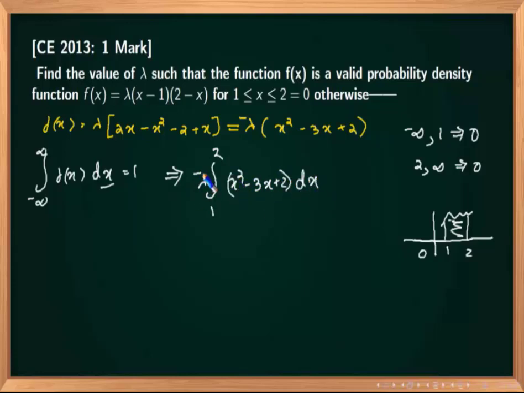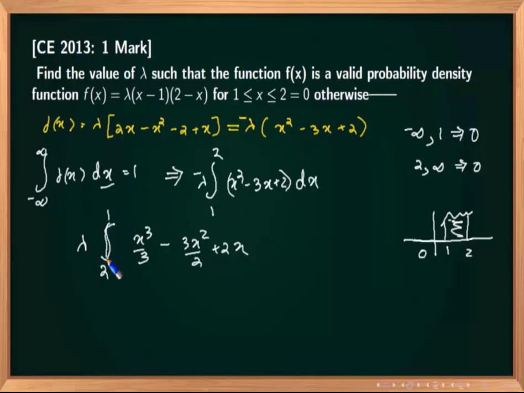Now, since there is a minus sign here, if I make it plus, all that I need to do is just interchange the limits. So I'll make it lambda, and my limit becomes 2 to 1. Now I'm going to integrate it. So this is x cube by 3, right? When I integrate x square, I'll be getting x cube by 3, minus 3x square by 2, plus 2x.